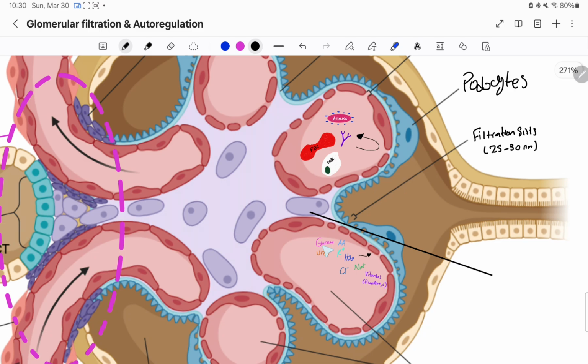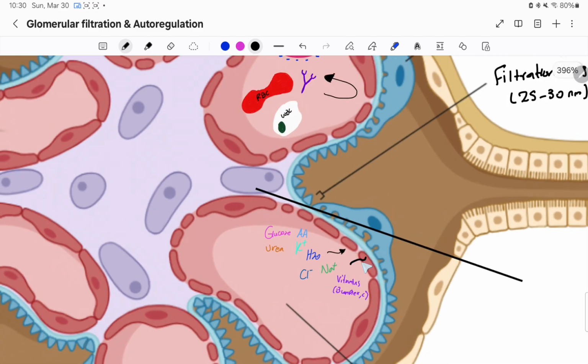So far, the barriers that everything that wants to get filtered has to go through are the endothelial cell, the fenestration pore, then the basement membrane, then the podocyte filtration slit, and then they're inside.